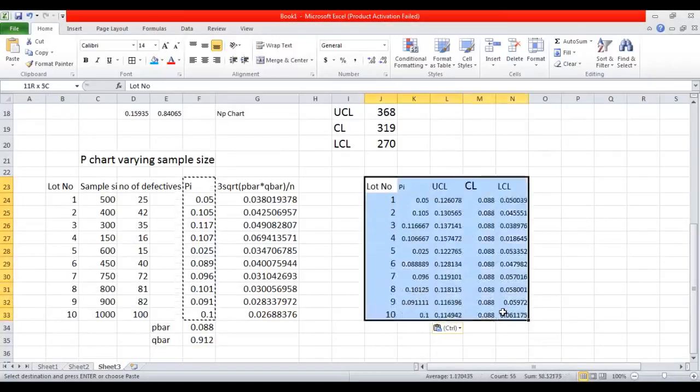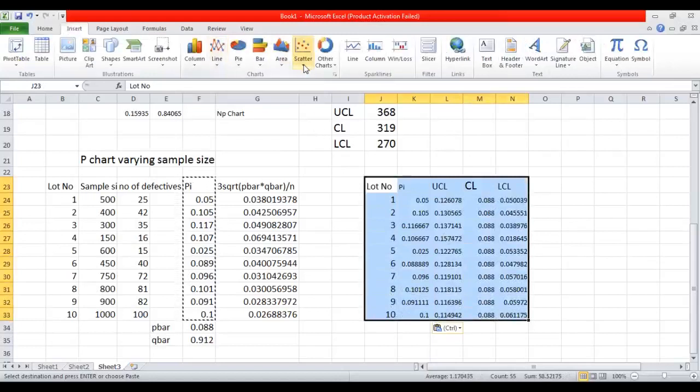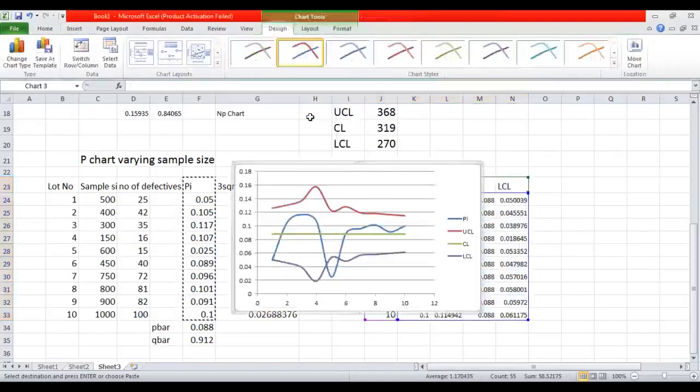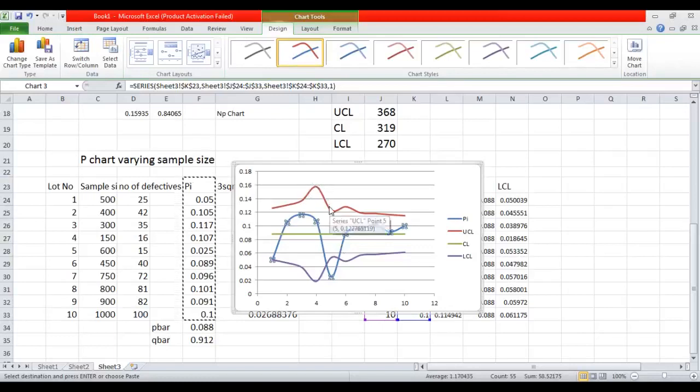Now construct the chart: go to insert, scatter, select any type of chart. If you observe, this maroon color line is the UCL line. This green color line is the CL line, which will be constant. This violet color line is the LCL value. This blue color line is the PI values. Generally we get horizontal lines, but in varying sample size, we get it like this. We have done this in our notes also. So in this way, we do the P chart.